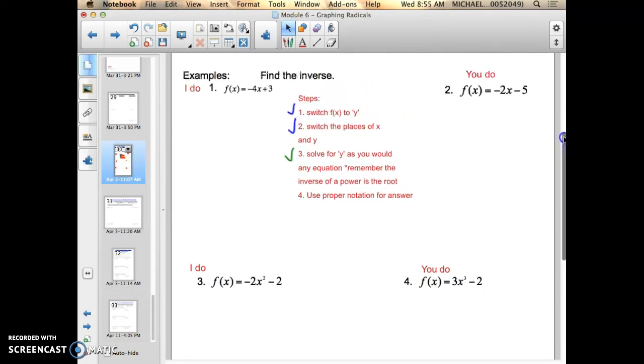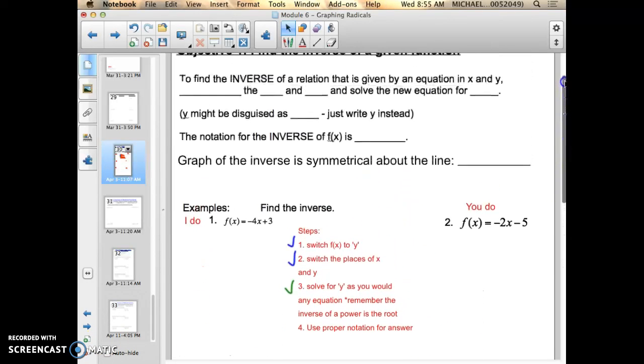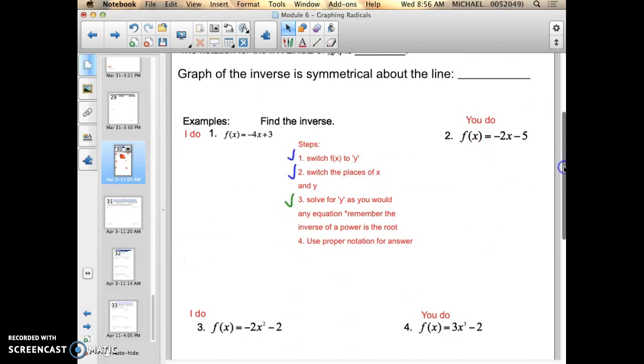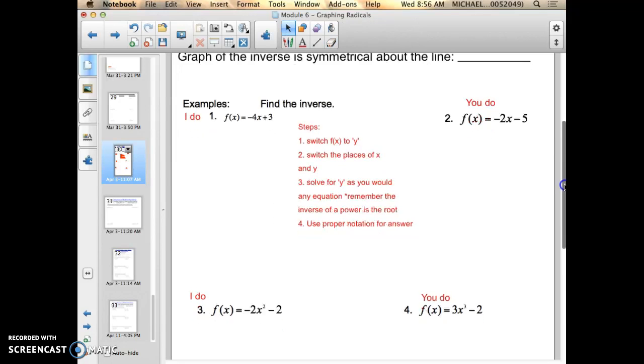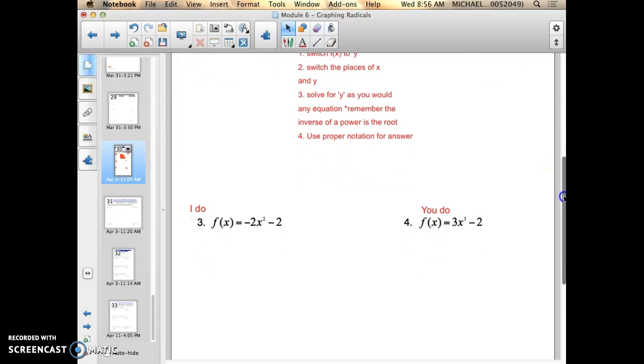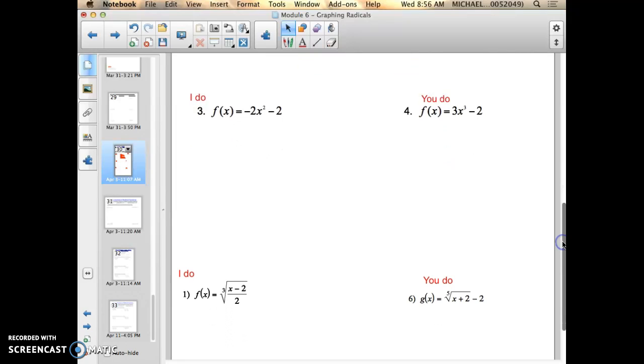In this video, I'm going to finish up the two examples from topic 5, the first objective that we worked through, finding the inverse of a given function. In the previous video, we looked at the first example, I do, f of x equals negative 4x plus 3, and we found the inverse and graphed it on the website desmos.com, and we're going to do the same thing here. Instead of Desmos, you can use your calculator if need be, but I want to show you two more examples because now we're working with powers and radicals, all right?